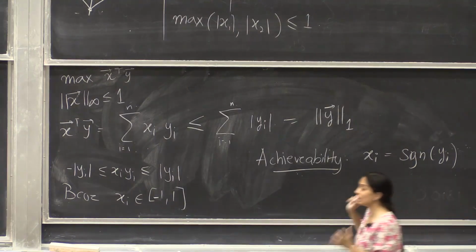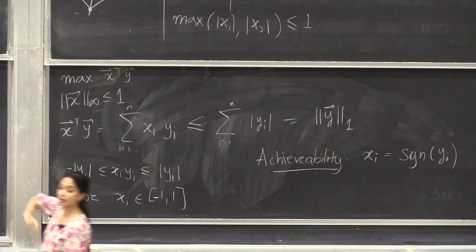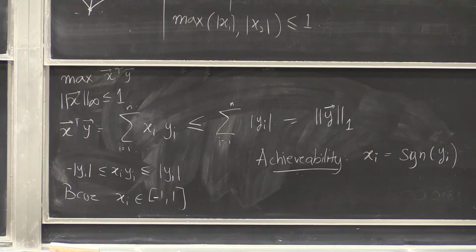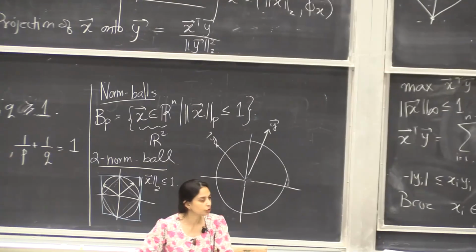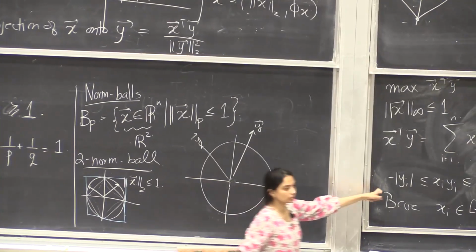Yeah? So again, here's an example of how you've done this by showing a bound and then showing an achievability, right? In the other case, we did it the other way. First we showed the achievability, and then we showed the bound. Here we showed the bound first, and then we found an achievable solution. Question? How did we come up with the bound here? Which bound? This bound? Yeah.